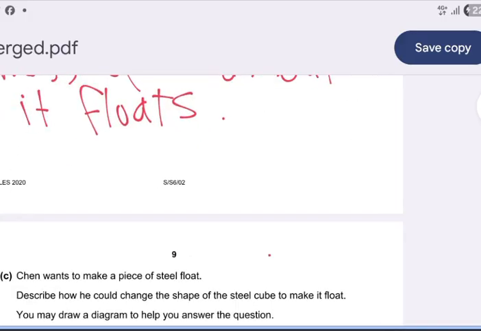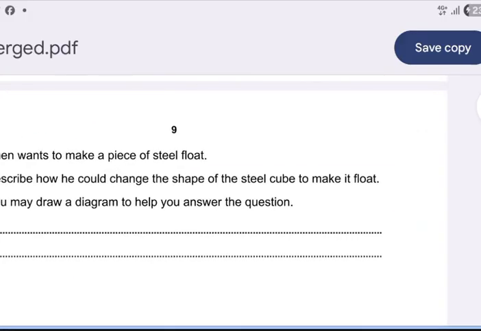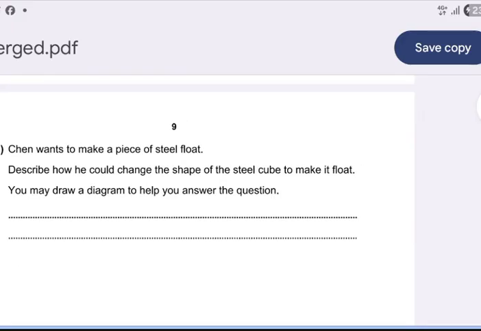Okay, turn the page. Chen wants to make a piece of steel float. But teacher, steel already sinks. How can we make it float? Describe how he could change the shape of the steel cube to make it float, and you may draw a diagram to help you answer the question.